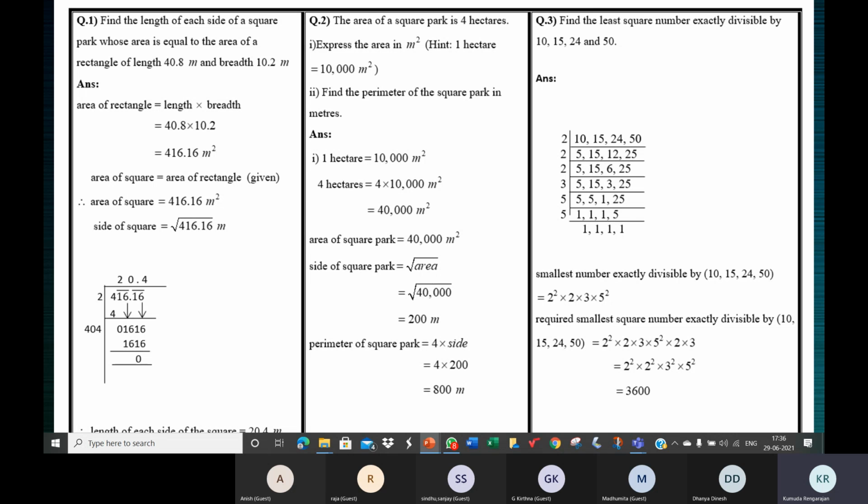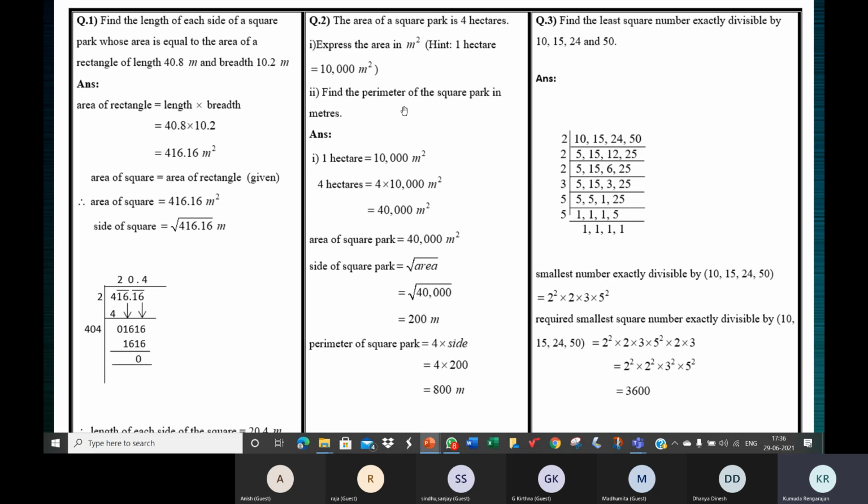So the area of a square park is 4 hectares. That means 40,000 meters square. 1 hectare, 10,000 meters square. 2 hectares, 20,000 meters square. 3 hectares, 30,000. 4 hectares, 40,000 meters square. So the area of a square park is 40,000 meters square. Express the area in meters square is the first question. So that is simple, 40,000 meters square.